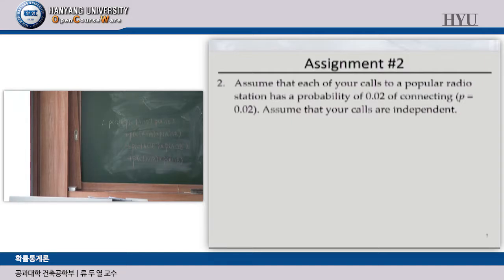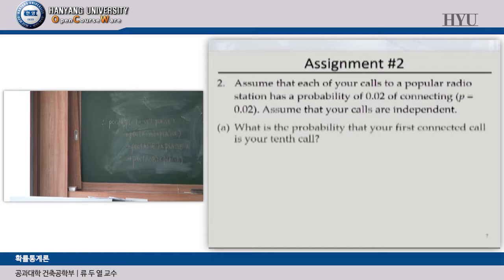Assume that each of your calls to a popular radio station has a probability of 0.02 of connecting. The p is equal to 0.02. And assume that your calls are independent. And what is the probability that your first connected call is your 10th call? That is a geometric random variable, right?